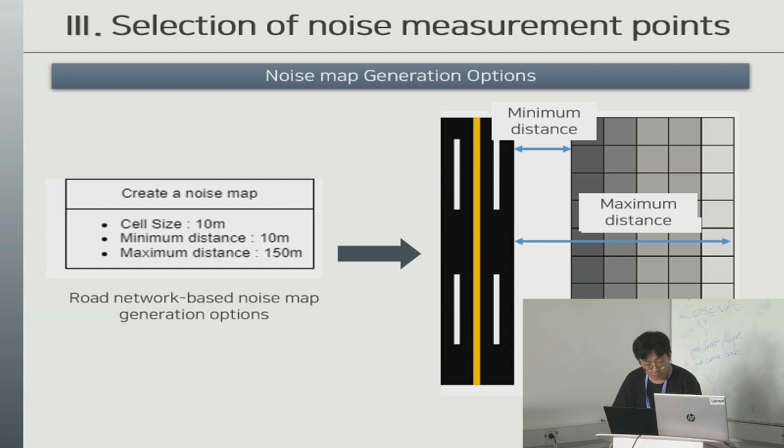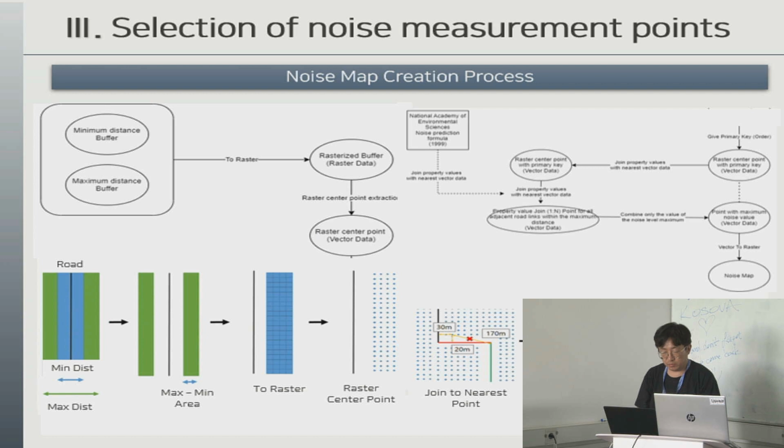To make the noise map, the setting values are a cell size, a minimum distance, and a maximum distance. Why is the distance setting needed? A road is just one line, but in reality a road has up and down lanes. The minimum and maximum distance define the area where the population lives. And the cell size is the noise map cell size. And this algorithm is processing.